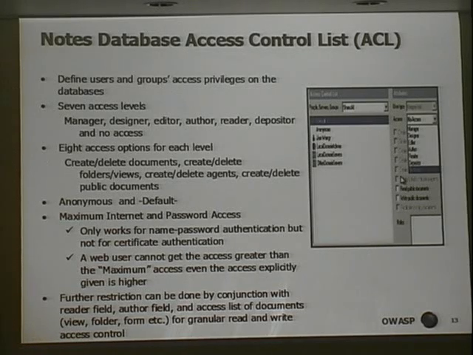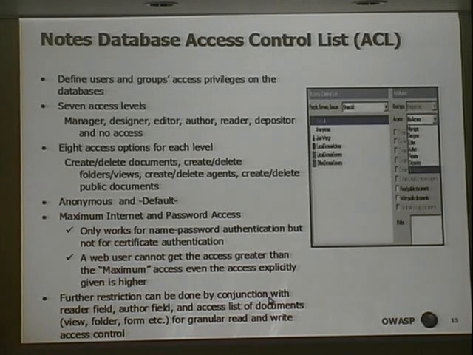And there are two very interesting entries in the access control list. One is called anonymous, one is called default. Default will always be present, but anonymous is not there by default. The anonymous access level basically means the access level for unauthenticated users, and the default access level is for authenticated users. However, if you don't specify the anonymous entry, all anonymous or unauthenticated users will get the default level. That's the biggest issue for all Notes security.